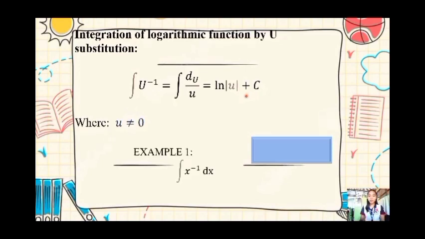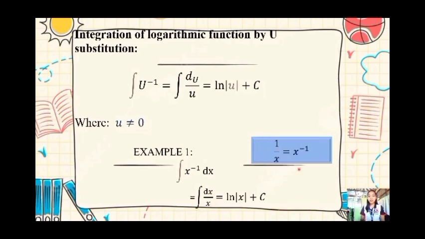For our example number 1, we have here the integral of x raised to -1 dx. So the answer will be the integral of dx over x, which is equal to ln x plus c. So as long as u is raised to -1, it will be du over u, right? Therefore, if x is raised to negative 1, it will be dx over x.